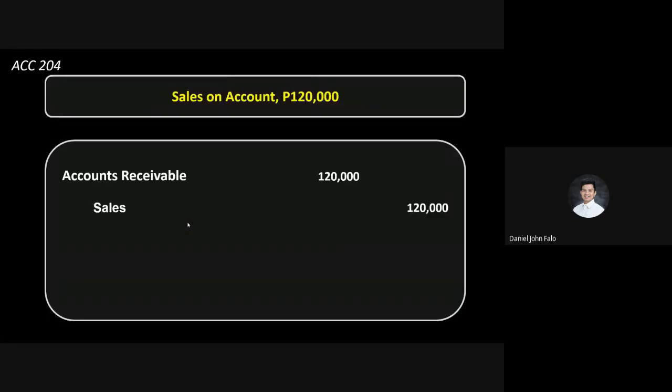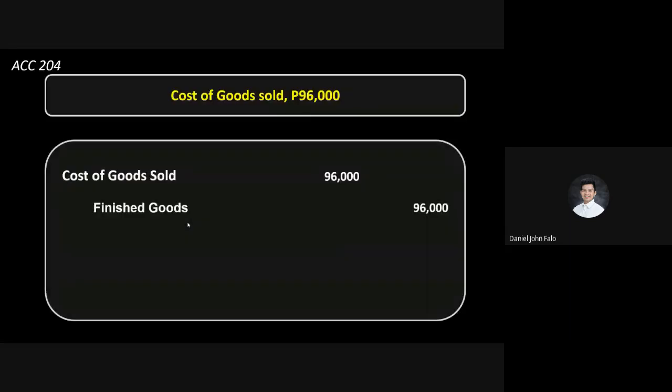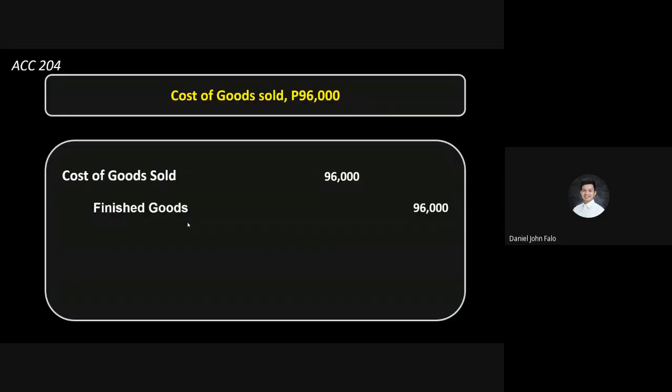There is a sale on account of about 120,000. So simply debit accounts receivable 120,000 and credit sales 120,000. We also determined that the cost of goods sold is about 96,000. So simply debit cost of goods sold 96,000, then credit finished goods 96,000.